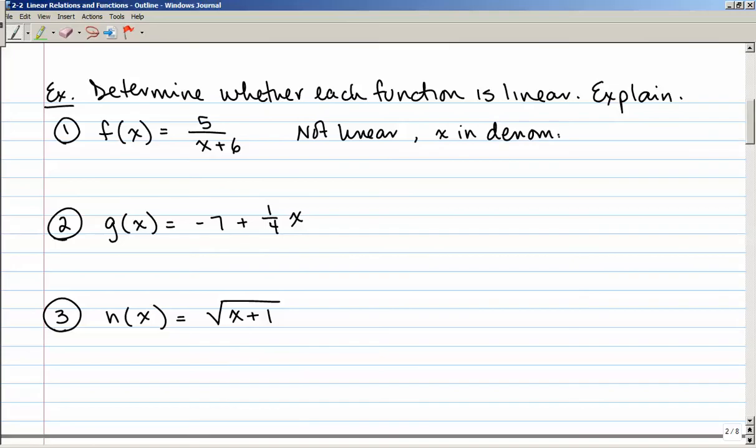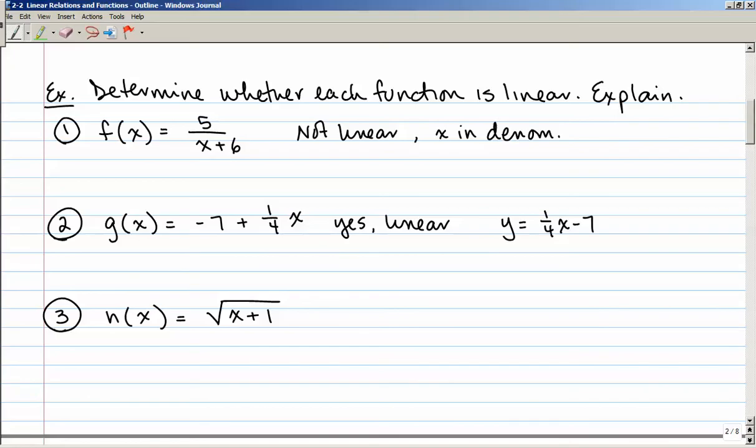Okay. Number 2, g of x, and remember g of x is just another name for a function besides f of x. g of x equals negative 7 plus 1/4 x. Yes, this is linear, because actually this is in the form y equals mx plus b. It could be written as y equals 1/4 x minus 7. So that is the equation of a straight line.